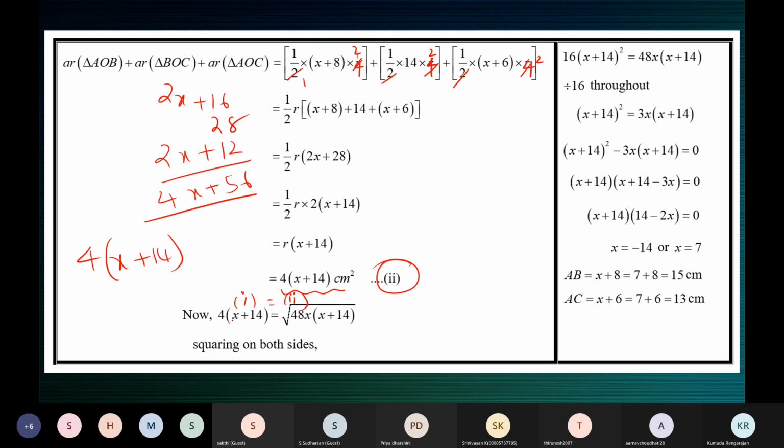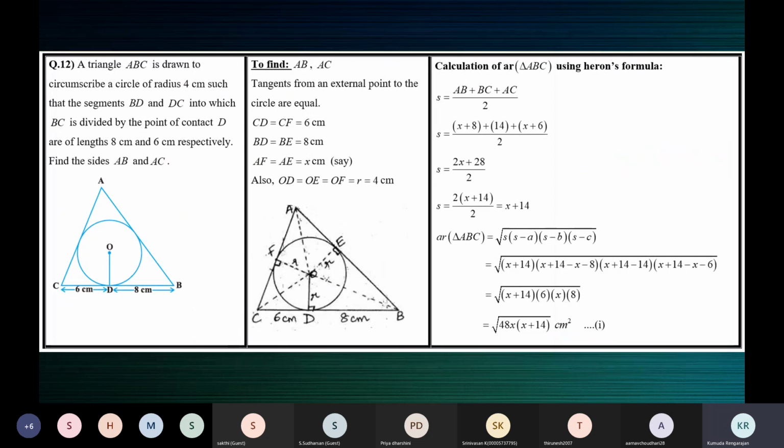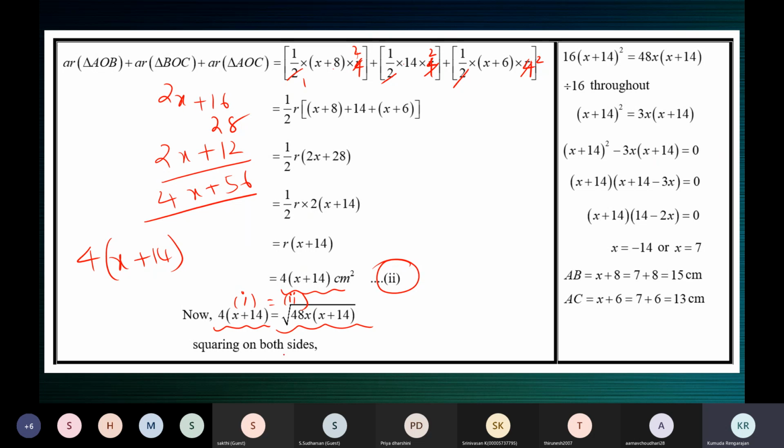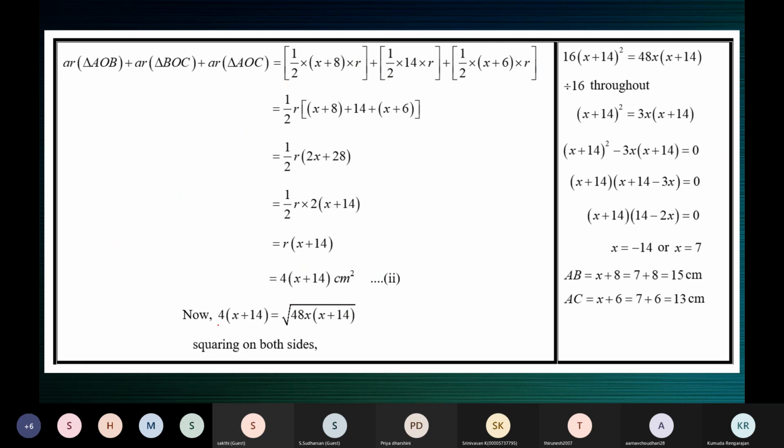So on equating, this is what we have: 4 into x plus 14 is equal to root of 48x into x plus 14. To get rid of the square root symbol, we square on both the sides. 16 into x plus 14 the whole square, because when you square 4, it's 16, and x plus 14 becomes x plus 14 the whole square. On the other side the square root is eliminated, so you'll have 48x into x plus 14.